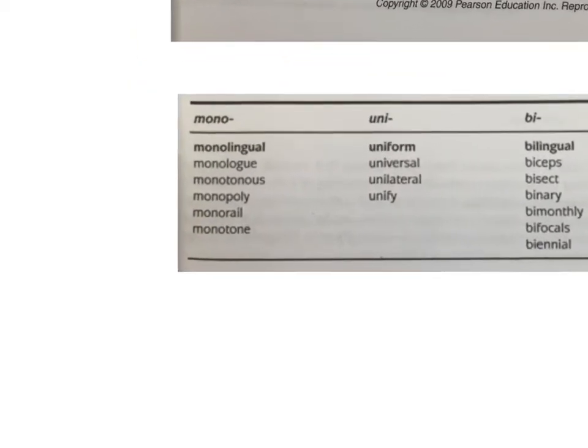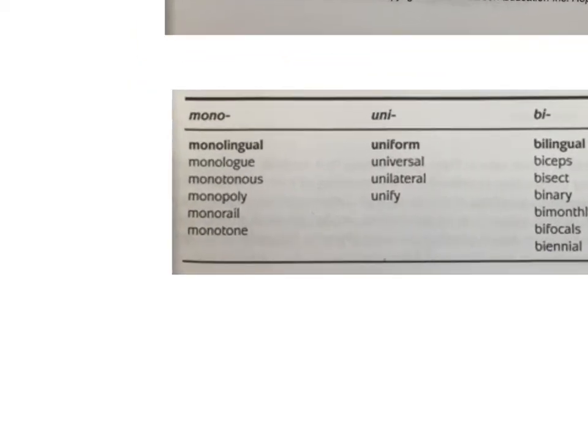Okay, so hopefully you just paused the video. I'm going to now go down to the columns and look at how we ended up. So you have mono, and under mono you have monolingual, one language, and monologue. A monologue is when one person is speaking. Think of the word dialogue in a story. Monologue is when one person speaks in a play.